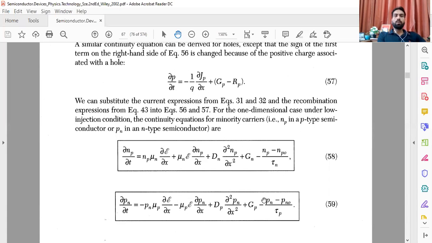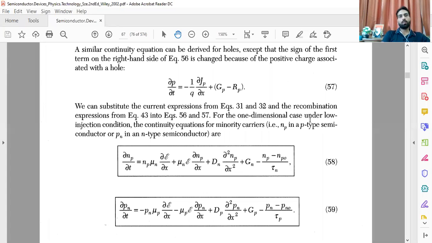This is finally the continuity equation we get. So here we can substitute the current expression from equations 31 and 32, which we studied earlier for drift and diffusion, and the recombination expression from equation 43 to equation 56 for the one-dimensional case under the flow of injection current carriers in the continuity equation, major carriers are np, this one. So these are finally the equations of injection of holes and injection of electrons. Just check it out once. If you feel you have a doubt somewhere, you may ask me questions.